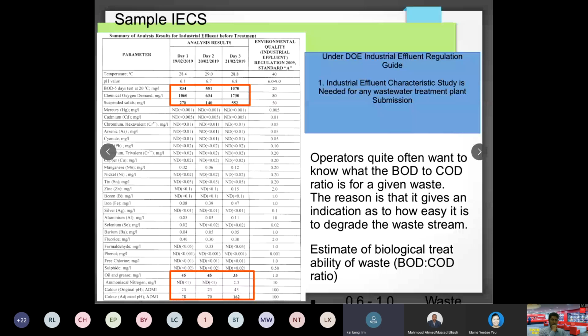So this is the time whereby a lot of factory owners start to spend a lot of money on wastewater and make sure they are actually complying to standard.